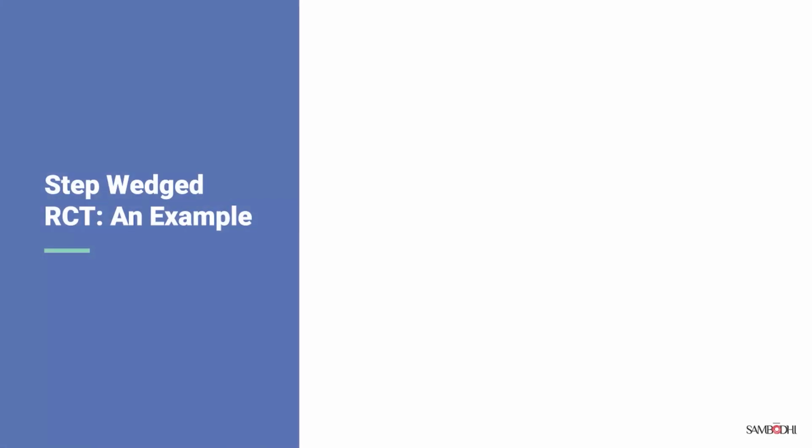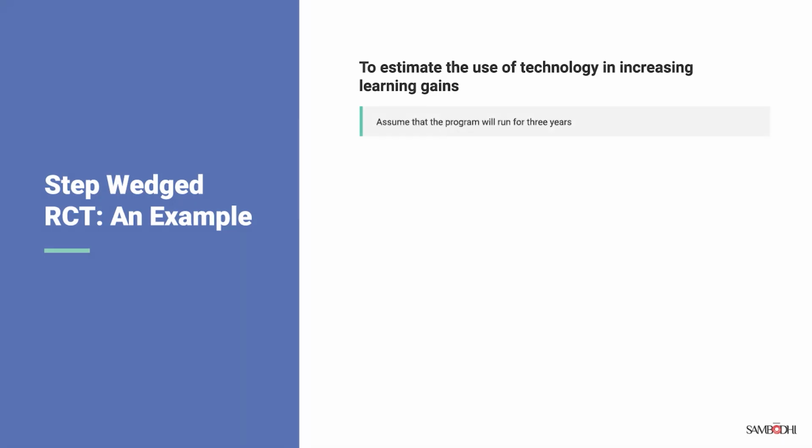To have a clearer understanding of the stepped wedge RCT, let us look at an example. For instance, let us try to estimate the use of technology in increasing learning gains. Firstly, we need to assume that the program will run for a period of 3 years. In this program, there will be a group of 300 students who are randomly selected from a school and divided into 3 groups of 100 each.